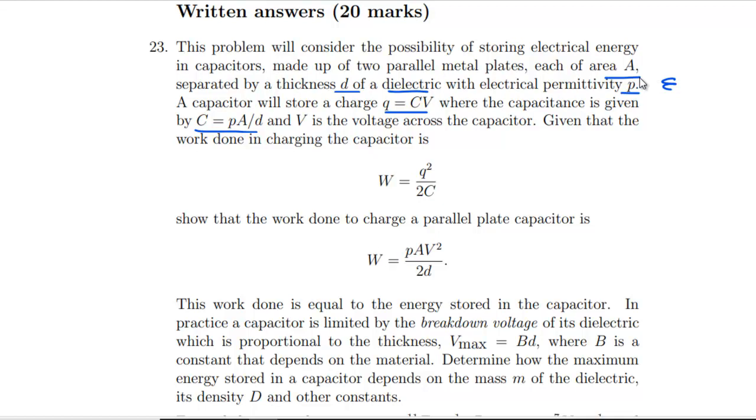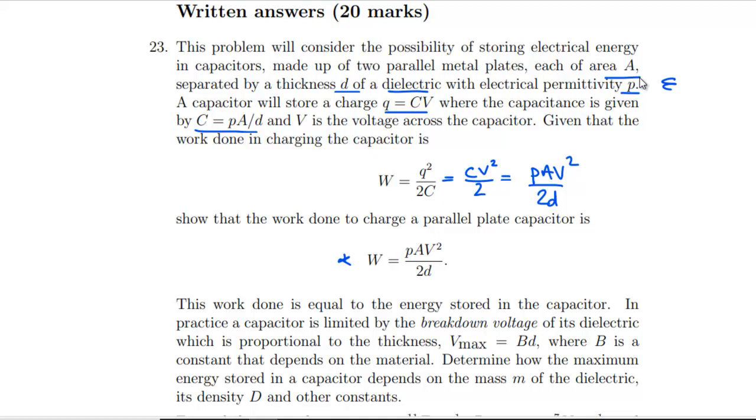So they've given us this. We've got what C is and we've got what Q is. So for Q, we're going to have C squared V squared. One of those C's is going to cancel, so let's do CV squared over 2. Now we just have to put in what C is, because V stays there. So C is PA over 2D, and we've got the V squared. There we go, that comes out exactly as we want. So that was a nice straightforward starter.